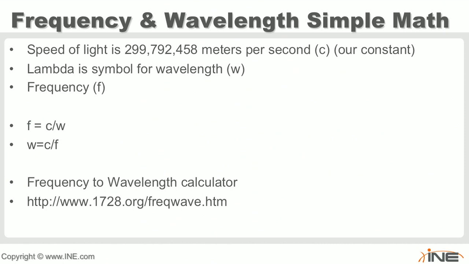So our simple calculation to find the frequency, if we know what the wavelength is, we simply take the speed of light and divide that by the wavelength, and that will give us the frequency. Remember how I said if you know the frequency, you can find the wavelength. If you know the wavelength, you can find the frequency. So if we know the frequency and we want the wavelength, we simply take the speed of light and divide it by frequency, and we get the wavelength.